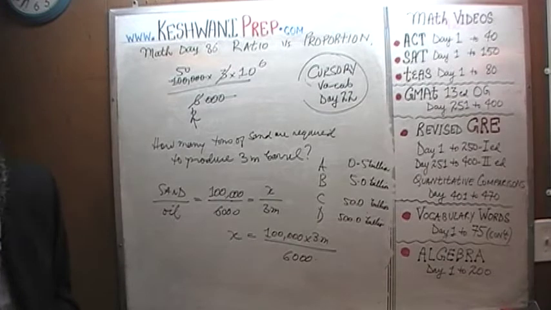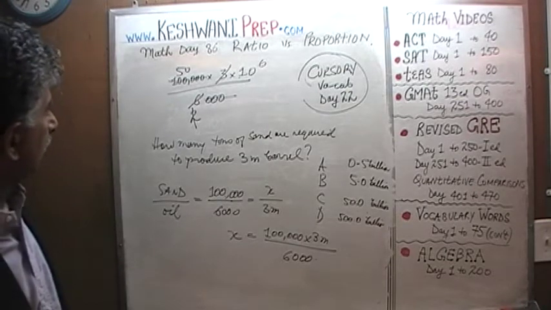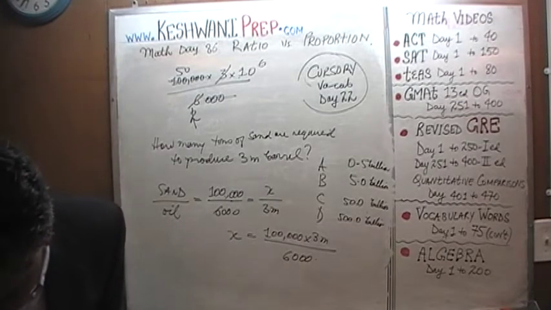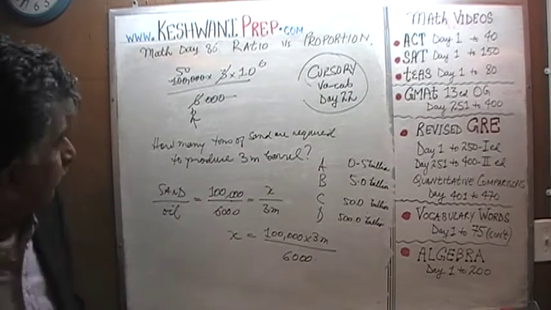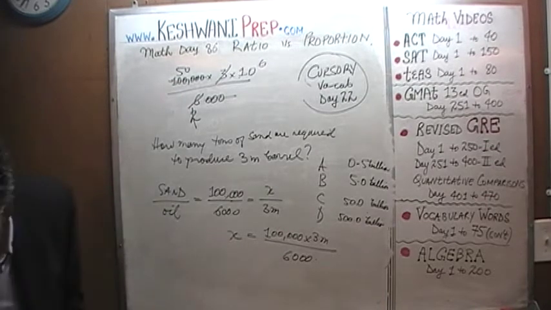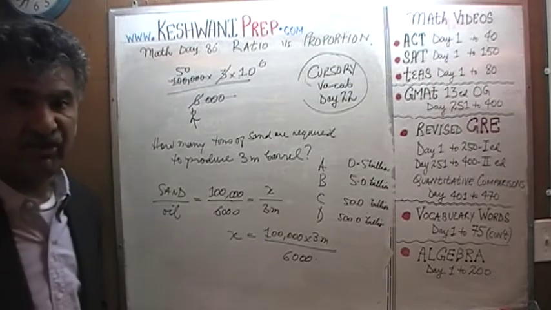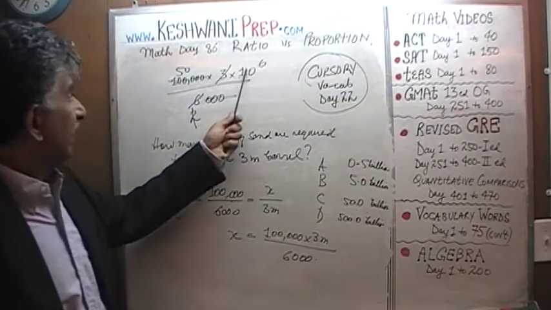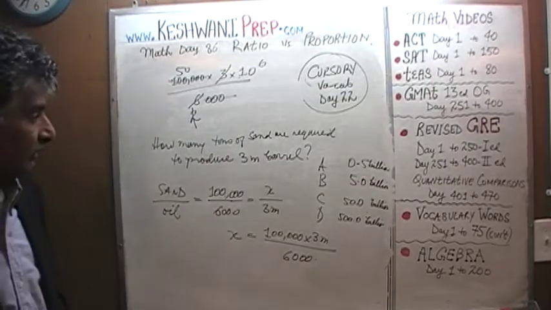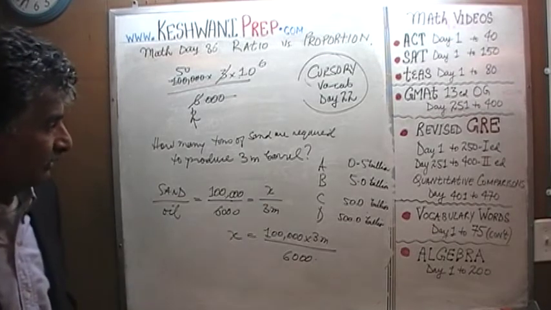And if that's the answer, then something has gone wrong. Yes, something has gone drastically wrong. 50 times 10 raised to 6 is 50 million. That answer choice is not there.